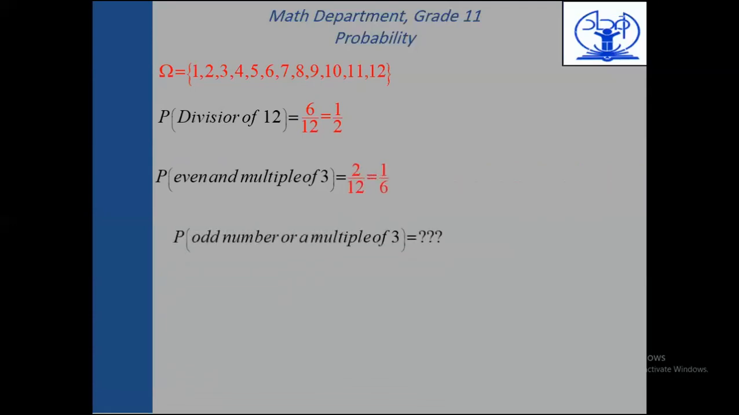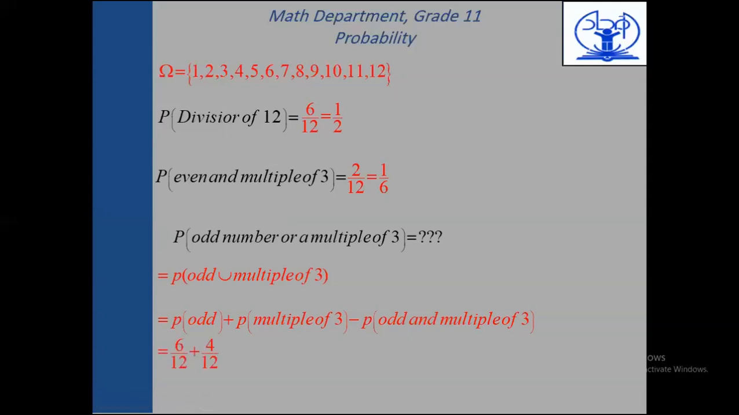What's the probability of getting an odd number or a multiple of 3? So it's the probability of odd union multiple of 3. As I said, I advise you to use a formula whenever you have a union. So this is the probability of odd plus probability of multiple of 3 minus probability of odd and being a multiple of 3. That's 6/12 plus 4/12. Now, the odd numbers which are also multiples of 3 are 3 and 9, so minus the common set 2/12. Finally, the answer will be 8/12.